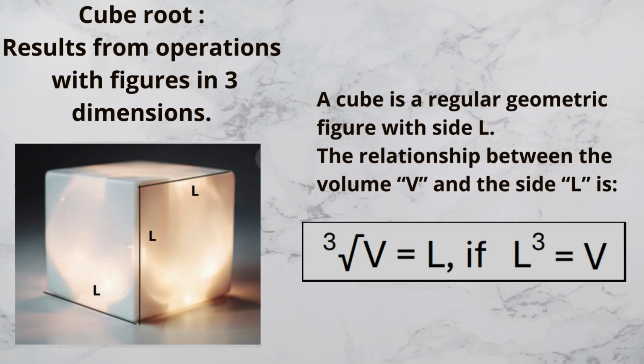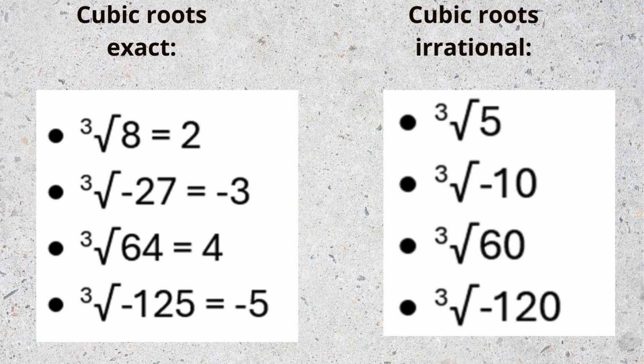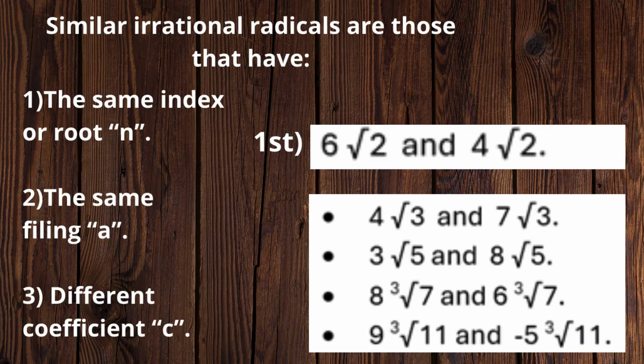Cube root results from operations with figures in 3 dimensions. A cube is a regular geometric figure with side L. The relationship between the volume v and the side L is expressed with the formula: the cube root of v is equal to L if L cubed is equal to v. Below are 4 examples of exact cube roots and 4 examples of irrational cube roots, whose value is determined approximately by certain mathematical methods.